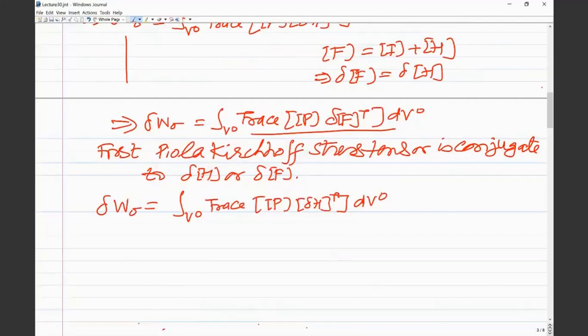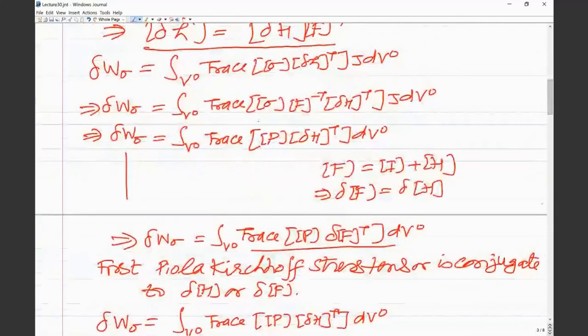So the first Piola-Kirchhoff stress is conjugate to the displacement gradient in the current coordinates, and this is with respect to reference coordinates. Conjugate means the product gives you the virtual work of stresses. And sir, in the above equation, J is missing. Because if you see, J into sigma into F inverse transpose is P. So that J is absorbed in P.